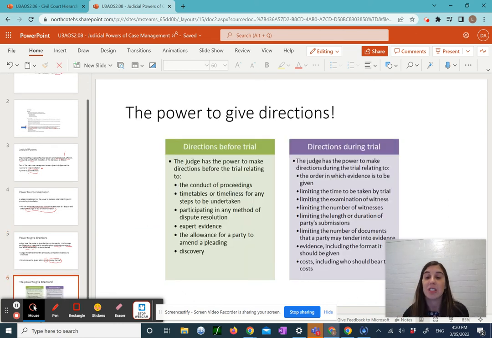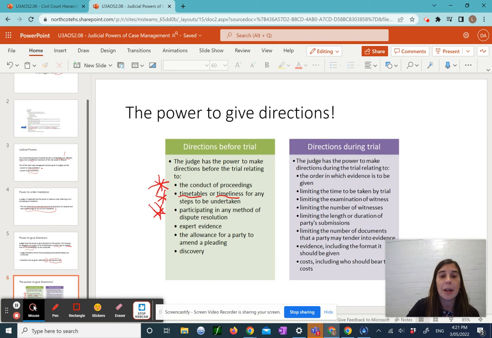Okay, there are a number of directions that you can get before a trial. This might include conduct in the proceeding, so how you're actually behaving in the proceeding. Are you following court rules? It might be to give an indication of timetables and steps to ensure when the court date might happen, or timelines for undertaking certain duties, such as processing certain documents. It might be to encourage others to participate in any other dispute resolutions or order them to participate in any other dispute resolutions. So the judge will suggest that you go to mediation, you go to conciliation.